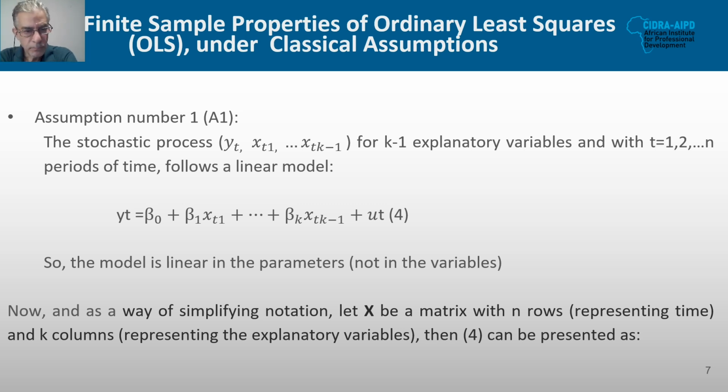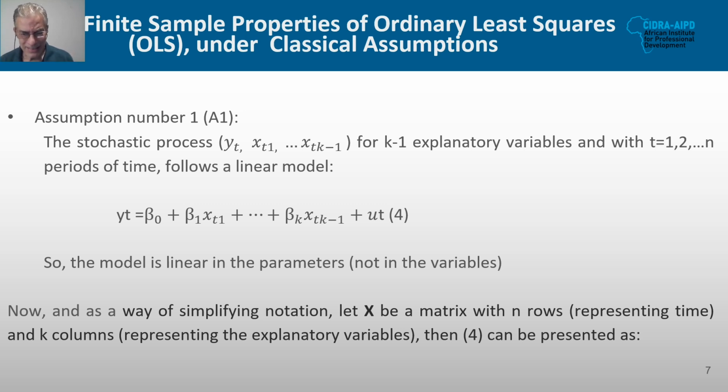Assumption number 1. The stochastic process y sub t, x sub t1 till x sub t k minus 1, for k minus 1 explanatory variables and with t equal 1, 2 till n periods of time, follows a linear model. Remember that we used to talk about that the data that emerged for equation 4 comes from a random data generative process, and we observe one of the realizations of that process. And this is taken into account in the data that appears in equation 4.